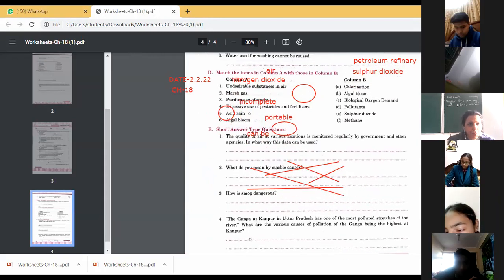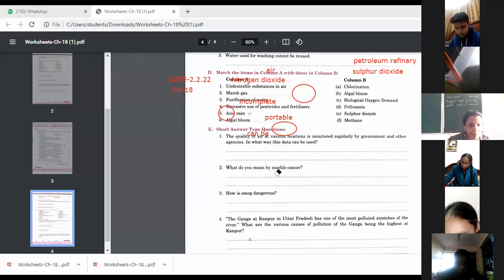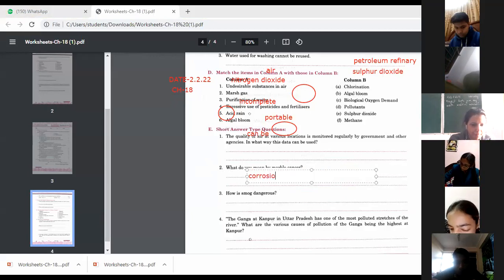Due to the acid rain, you have read, the marble is going to be corroded. It's not only the color which is going to be affected, but it's also getting corroded. So this is known simply as marble cancer. Kindly write down the correct definition of it. Corrosion of marble by acid rain.